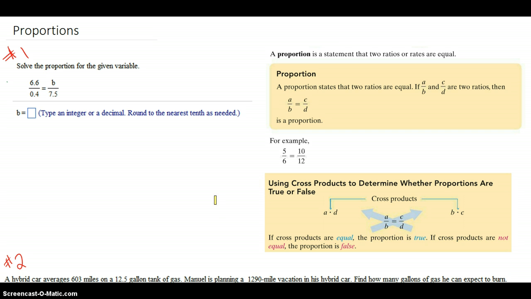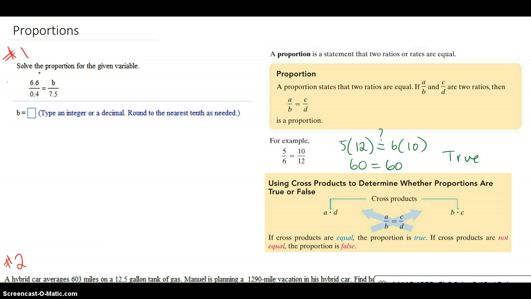There's also using a cross product to determine whether proportions are true or false. So if you take the cross product, the A times the D, and you do a cross product B times the C, if the cross products are equal, it's said to be true. Otherwise, it is false. So if you look at this example, if you take the 5 times the 12, and your question is, does that equal the 6 times the 10? And if it is, it's true. Well, 5 times 12 is 60, and so is 6 times 10, so it is true.